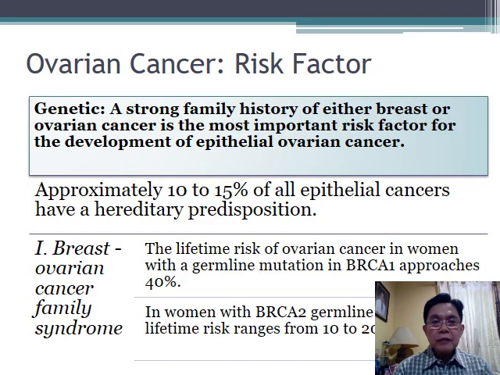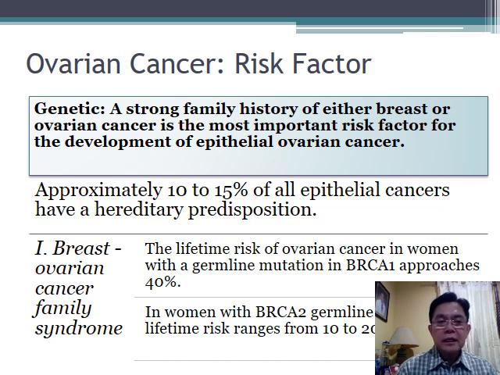So now let's go to the different risks in detail. So genetic, a strong family history of either breast or ovarian cancer is one of the most important risk factors for the development of epithelial ovarian cancer.